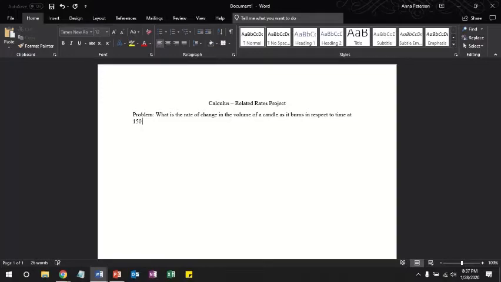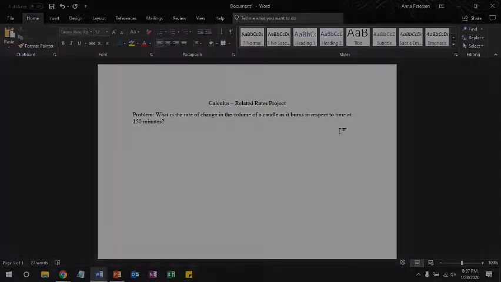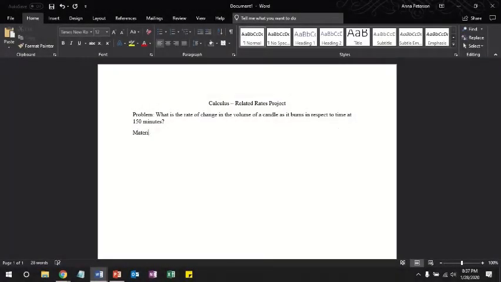To complete this project, we had to run an experiment, and for this experiment, we needed the following materials: 1 lighter, 3 cylindrical candles, a timer, a ruler or tape measure, and a computer with Excel. Moving on to the procedure.